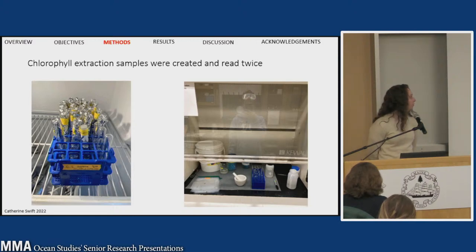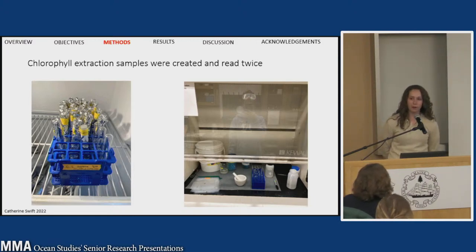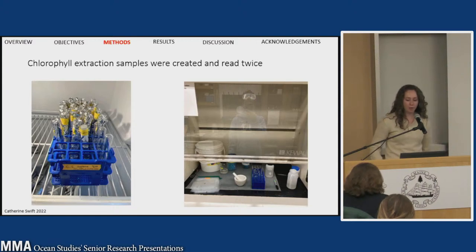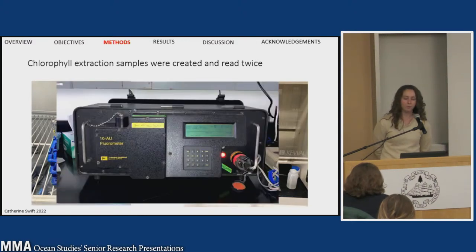The way that I did that was each leaf was individually ground up with 5 milliliters of 90% acetone. It was then placed into a clear cuvette and immediately wrapped in tinfoil to keep any light from hitting the sample and degrading the chlorophyll I was trying to extract. After 24 hours in a refrigerator, I knew that all of my chlorophyll was extracted, and I then put my samples in a fluorometer, which is pictured right here, to get a reading, and it would spit out a reading to me in micrograms of chlorophyll A per liter.